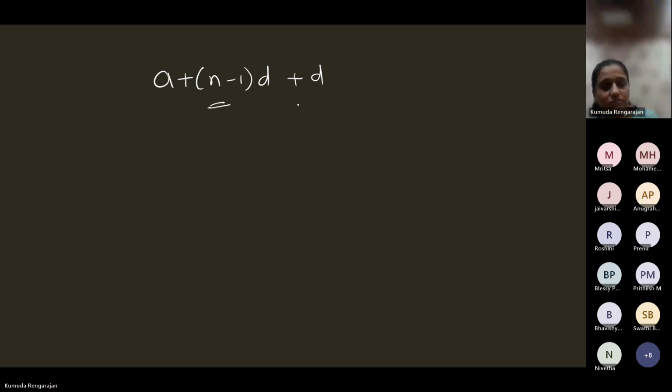So we know that the nth term is a plus n minus 1 into d. Now, how do you find the preceding term? If you want to find the next term, you should add d. That's what we do, no? To any term, if you add d, you will get the next term. To the first term, if you add d, you will get the second term. To the second term, the third term. To the third term, the fourth term. So to the nth term, if you add d, you will get the n plus 1th term.